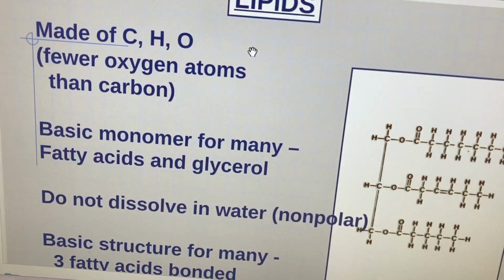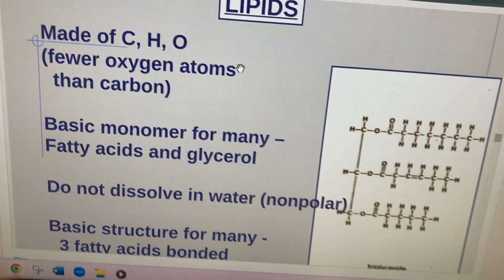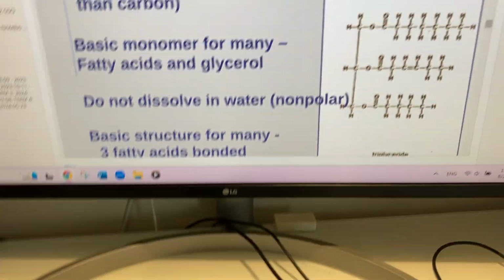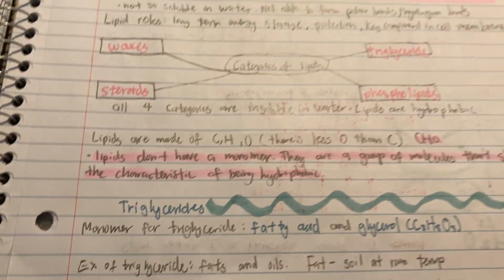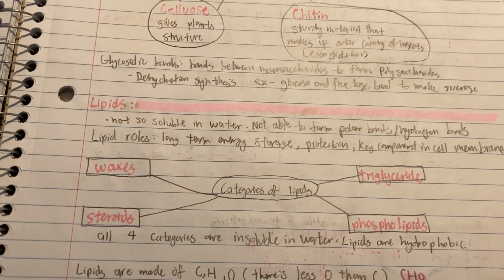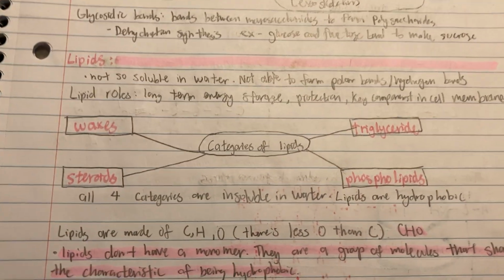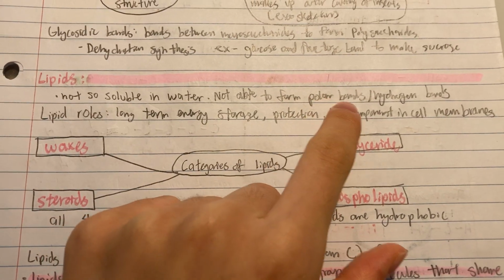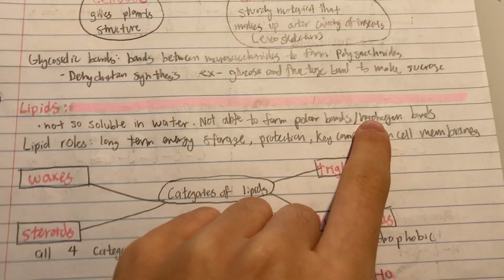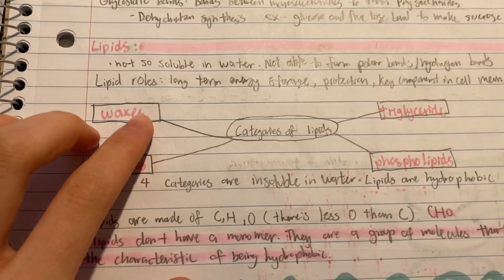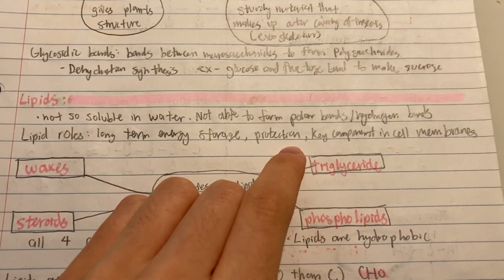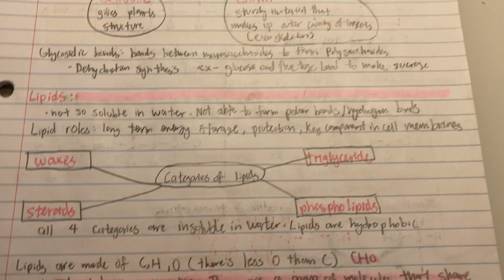Okay, next we're gonna move on to lipids. One thing you need to know about lipids is that lipids are different from the others because there isn't really a monomer for it. Lipids just refers to all the molecules that aren't soluble in water. It's a category of molecules that don't dissolve in water, because they're unable to form polar bonds or hydrogen bonds. Polar bonds and hydrogen bonds are the same thing, by the way. And lipids are used for long-term energy storage, which is basically fat. You can use it for protection, and it's a key component in cell membranes.